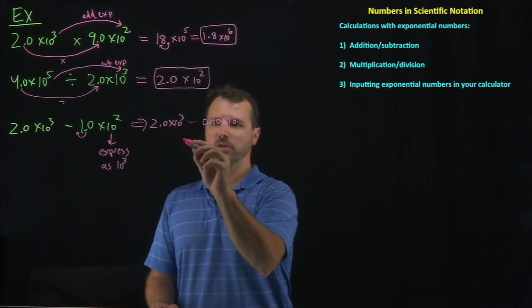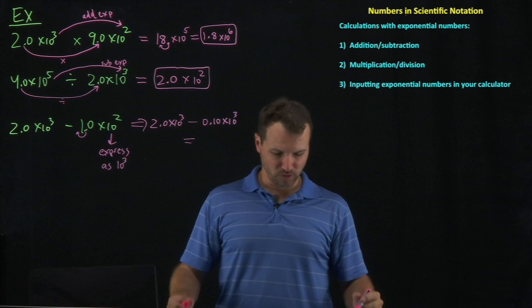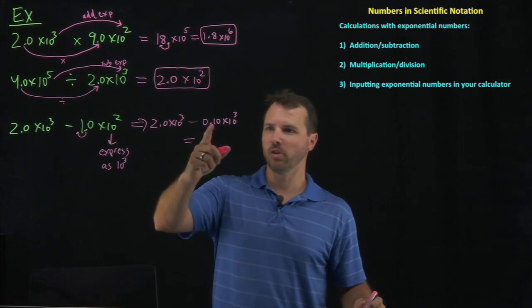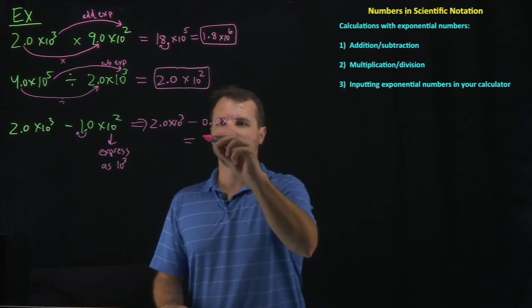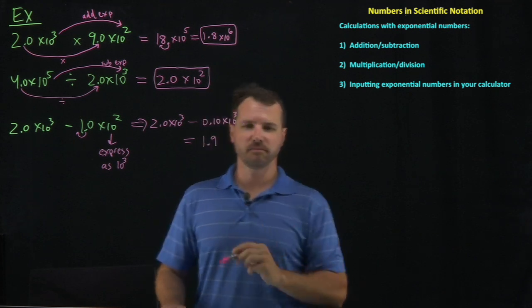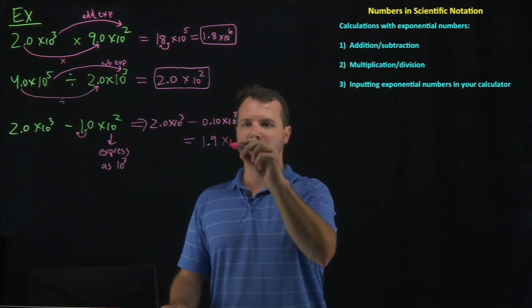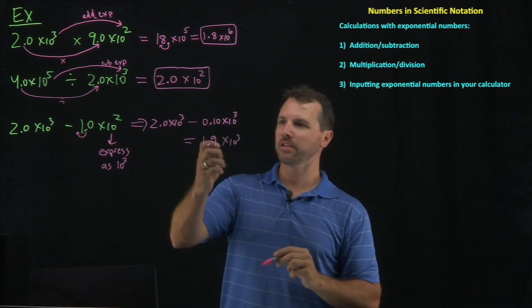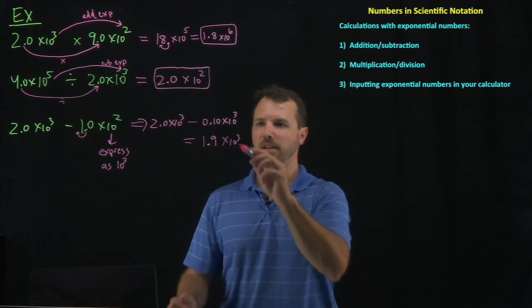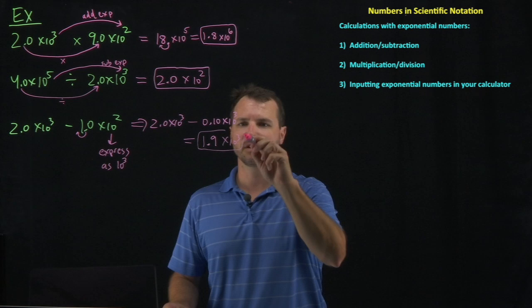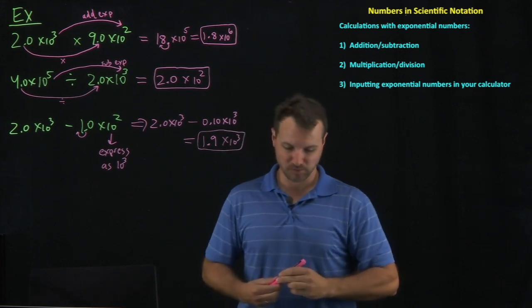So now all we have to do is subtract these two numbers. So 2.0 minus 0.1 equals 1.9, and that's going to be times 10 to the third. So when you add or subtract, the exponent stays the same. And that's already in correct scientific notation.